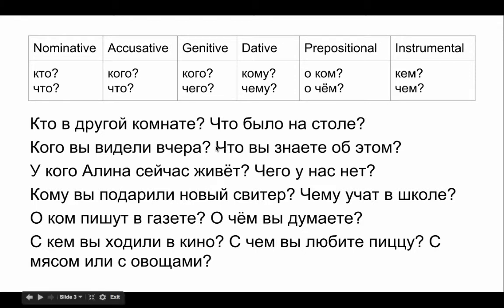So, accusative. У кого Алина сейчас живет? Чего у нас нет? Since we have it negated, we need genitive. Кому вы подарили новый свитер? Чему учат в школе? О ком пишут в газете?